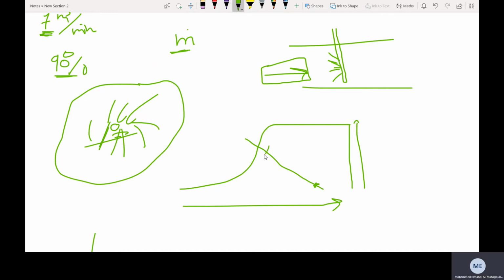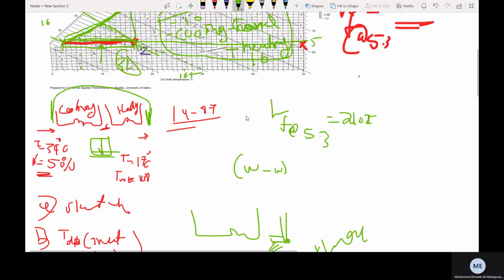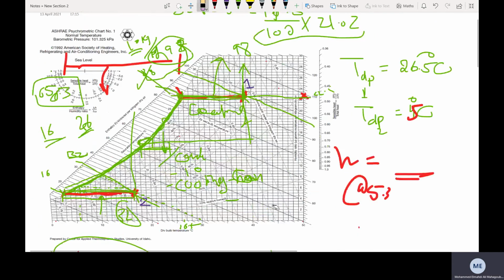It will stop at 90% relative humidity. He told me that 90% relative humidity. Otherwise, if it stopped here, then there is no escaping. It will keep sliding there or there. And here in the inlet, I have some 20 and 40%. So let me do it here quickly.